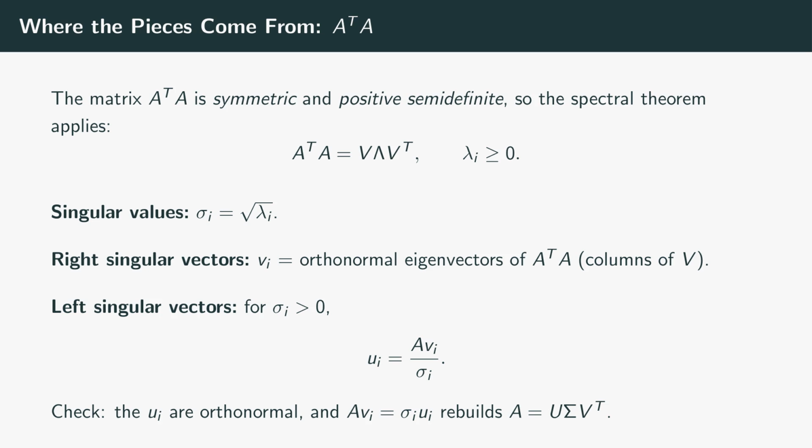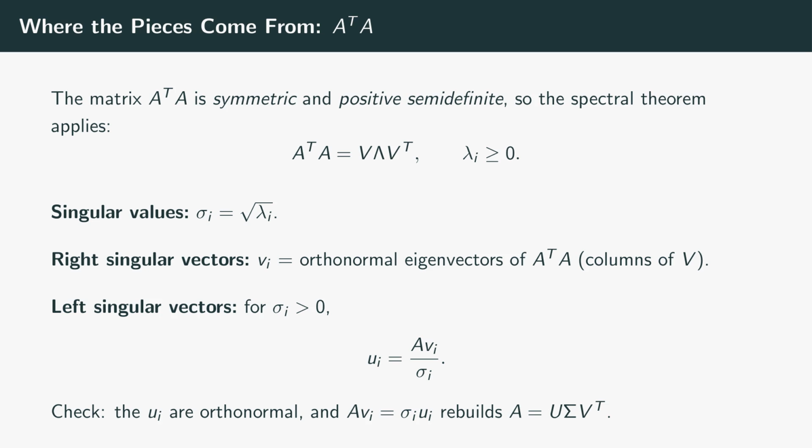The right singular vectors, the columns of V, are exactly the eigenvectors of A transpose A, and the left singular vectors come from pushing each right singular vector through A and normalizing: u i equals A times v i divided by sigma i. You can check that these U vectors come out orthonormal automatically, and that the relation A times v i equals sigma i times u i, gathered over all i, is precisely the equation A equals U sigma V transpose. So the entire SVD is the spectral theorem of A transpose A in disguise. Symmetry built the foundation, the SVD stands on it.